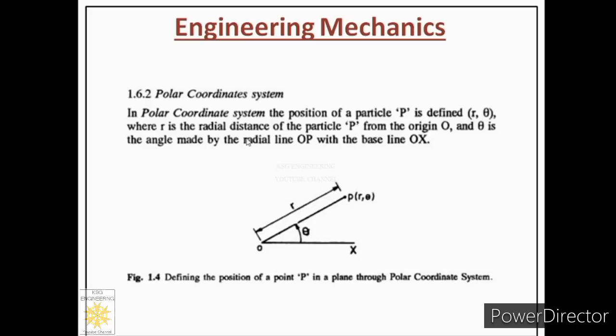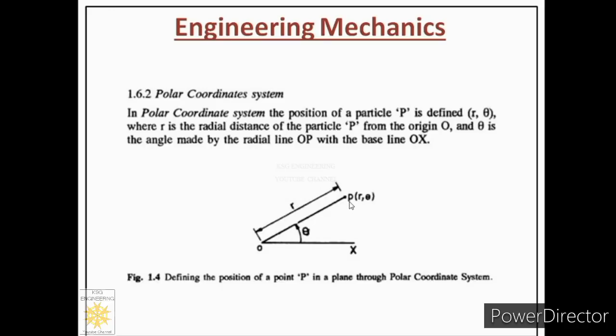Now the next method is called the polar coordinate system. So let us see what we do in this system in order to define the position of the particle. Suppose this is the position of the particle P. In this system, we choose one origin which is fixed. Suppose this is the origin and it is fixed. And we want to define the position of particle P with respect to this fixed origin O. For that, we will connect the particle with this origin with the help of a line. We call this a radial line. And then from the origin, we will draw a horizontal line OX. We call this a baseline.